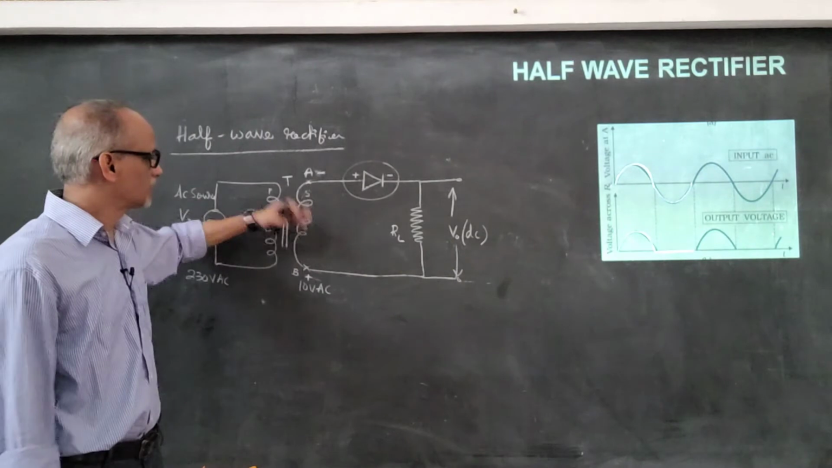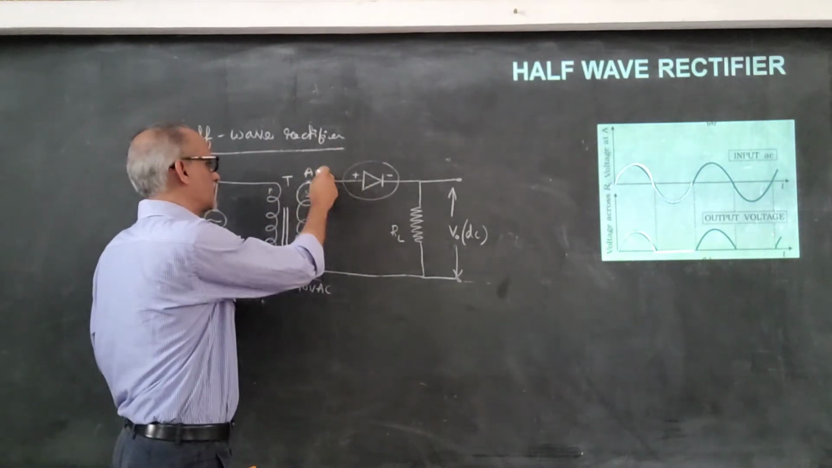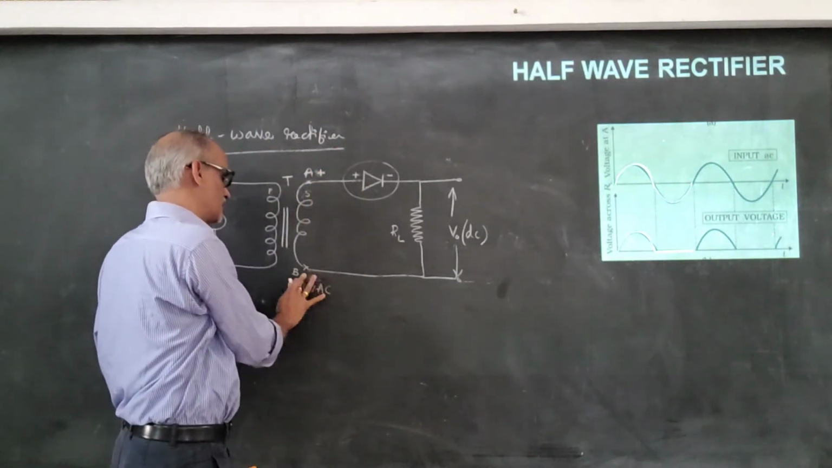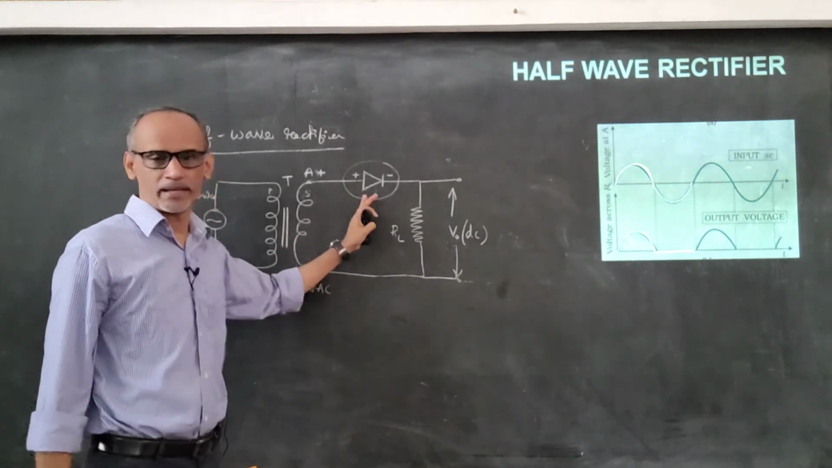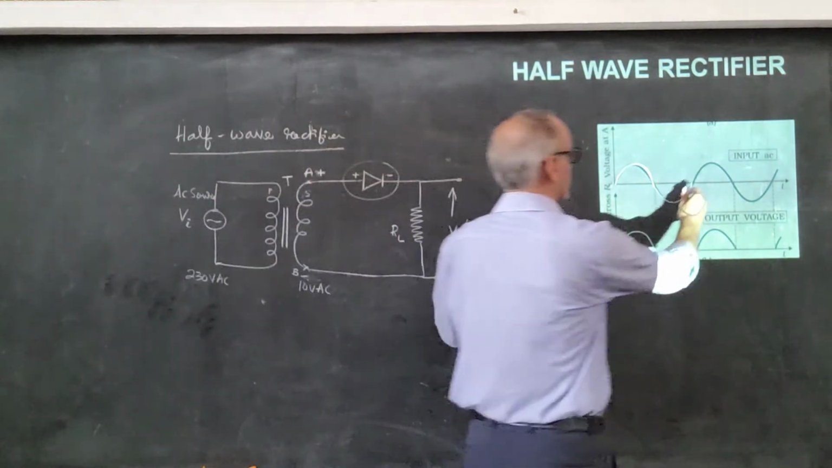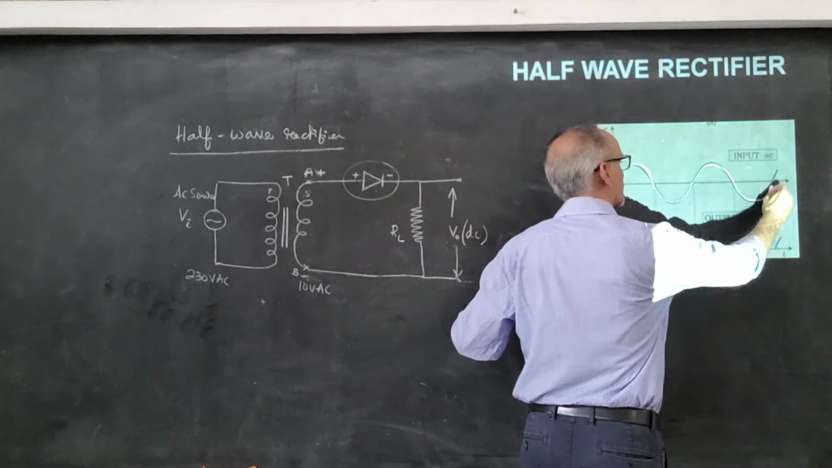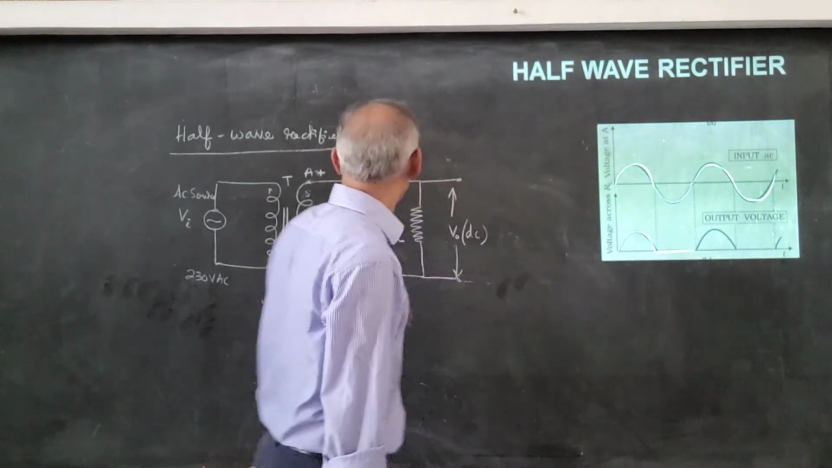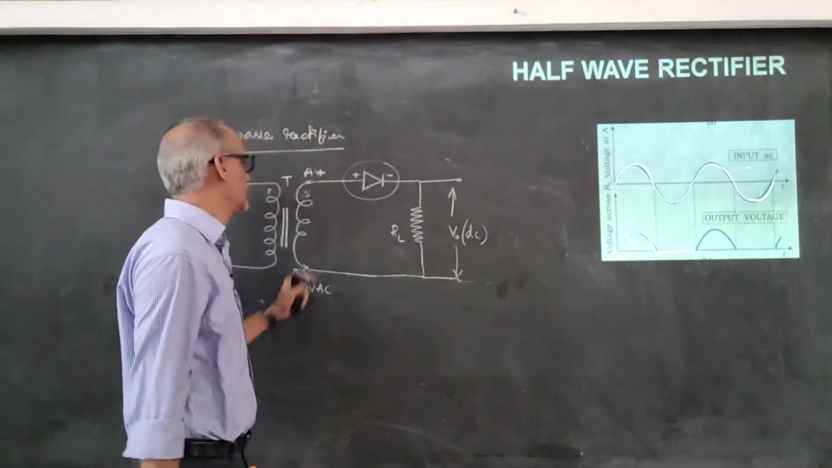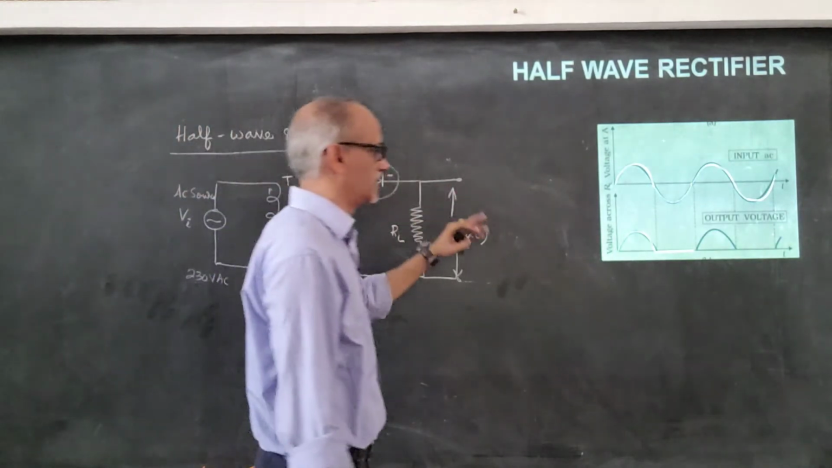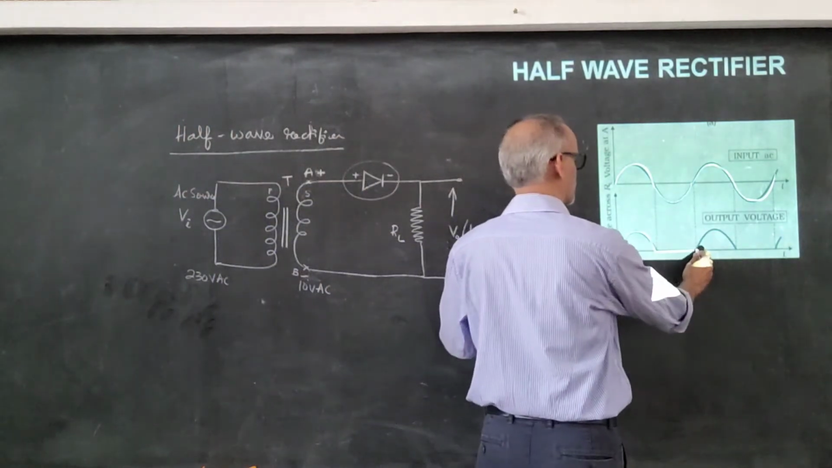So again, the polarity changes. For the next cycle, this becomes positive and this becomes negative. Now the diode will be, for the first half of the next cycle, in forward bias, so it conducts, and we do get voltage.